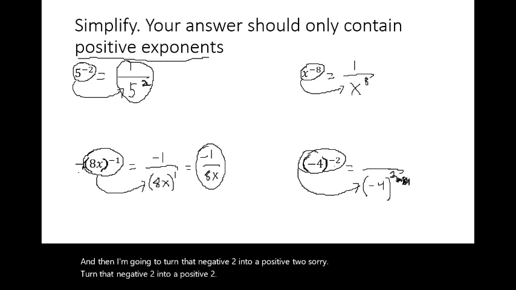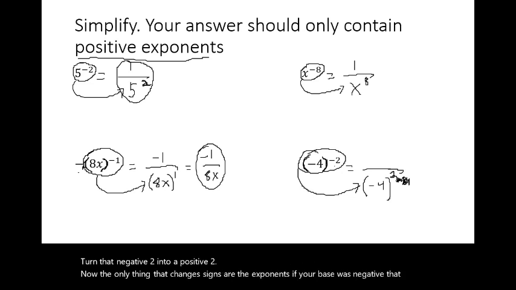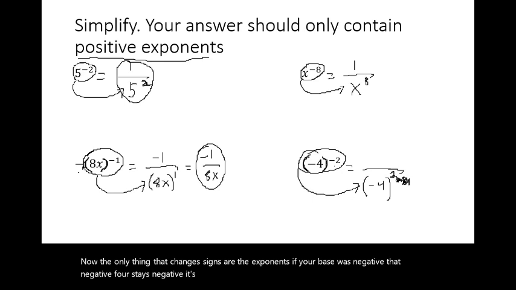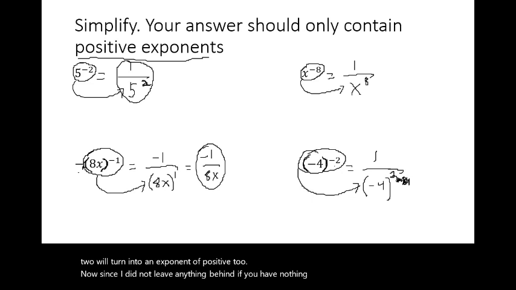Now, the only thing that changes signs are the exponents. If your base was negative, that negative 4 stays negative. It's the exponent that changes signs. So that exponent of negative 2 will turn into an exponent of positive 2. Now, since I did not leave anything behind, if you have nothing left over, there is a 1 in the numerator.